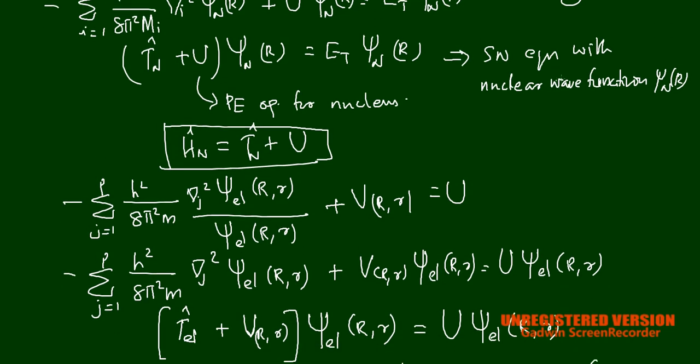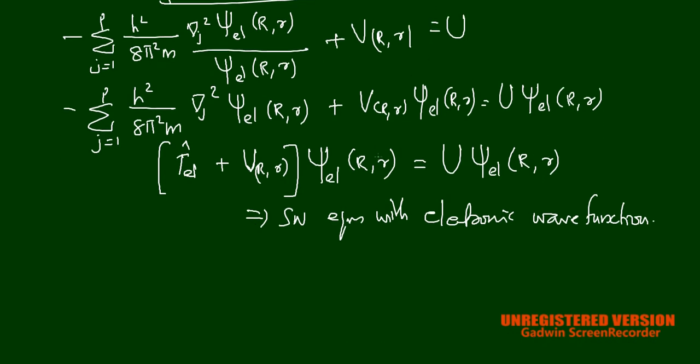Okay. So we have two equations now. One was the Schrodinger wave equation with the nuclear wave function psi n R, this one, and again we have another equation. Now this is the Schrodinger wave equation with the electronic wave function. Electronic wave function is psi electronic R, right? So we have two equations now. Okay, again we can do some simplifications.